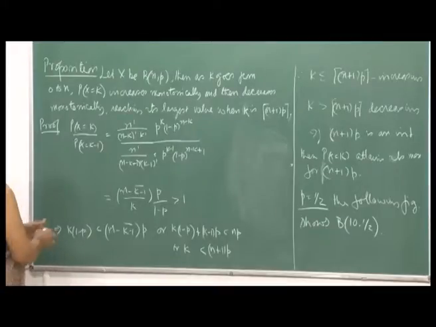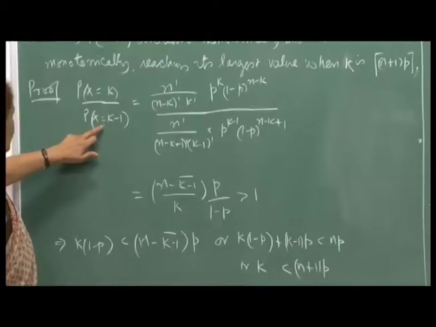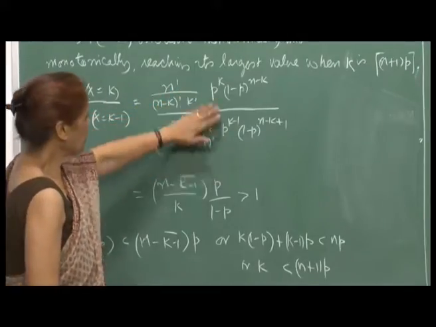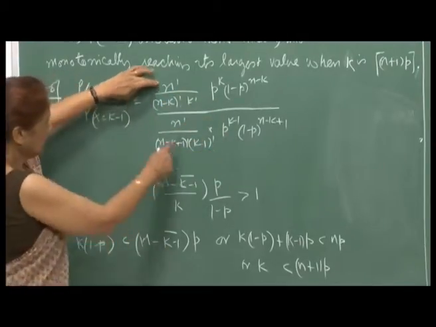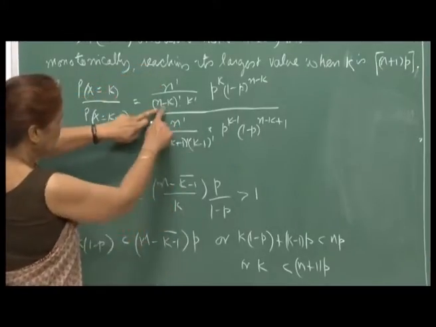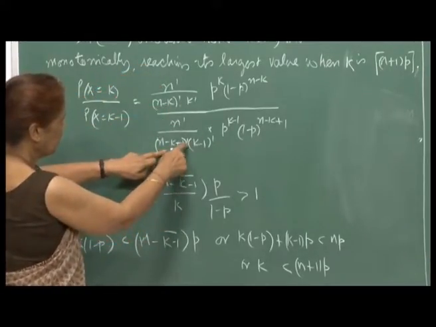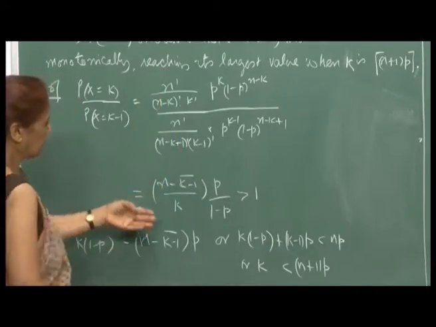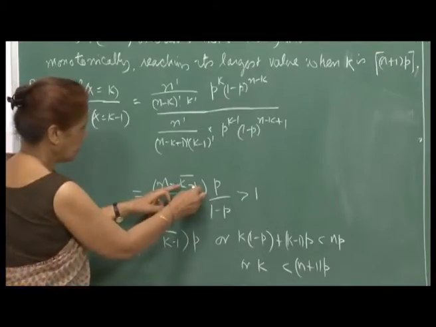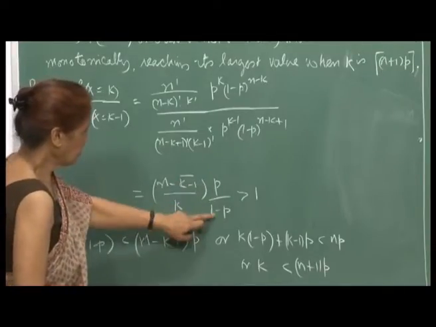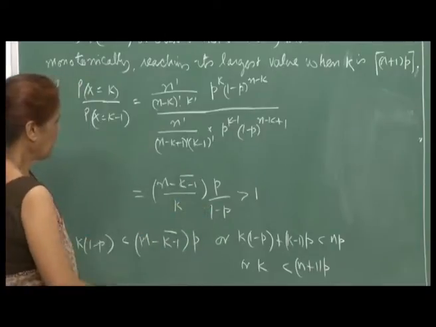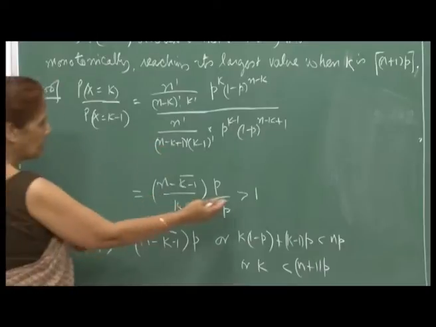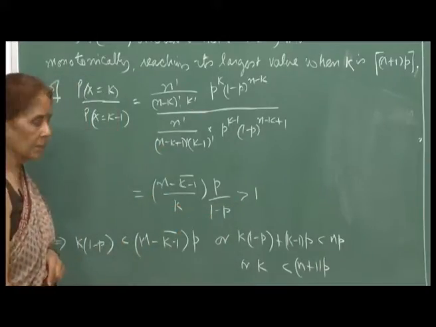So, let us write down P(X = k) upon P(X = k-1). And so, if you write down the expressions, this is what you get. Then things cancel out, n factorial, you have (n-k)!, (n-k+1). So, therefore, you will be left with (n-k+1) in the numerator, so (n-k+1) over k, times p upon 1-p. Now, we want to know for what values of k the probabilities are increasing.